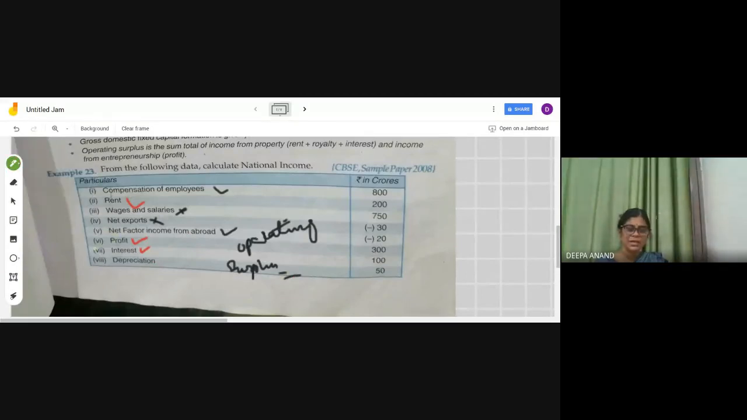Compensation plus operating surplus, adding that, what will you get? NDP at FC. Why? In this case, no mixed income is given. If it is not given, whatever you get by adding compensation plus operating surplus is NDP at FC. So you have to now change this NDP at FC to NNP at FC, that's all. How? By adding NFIA.